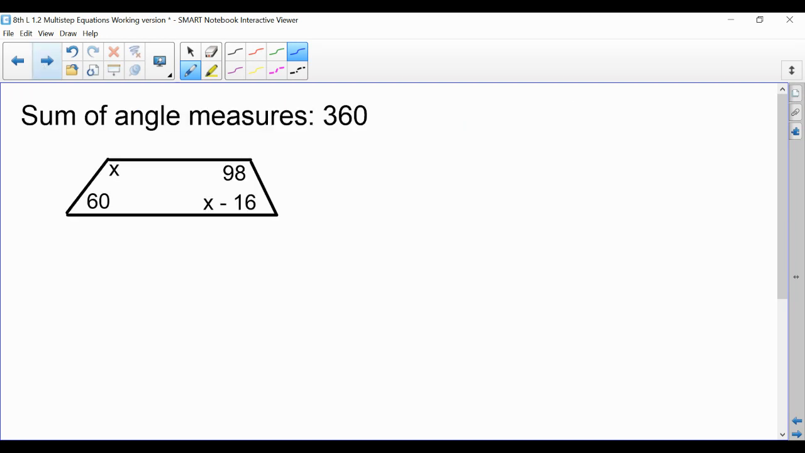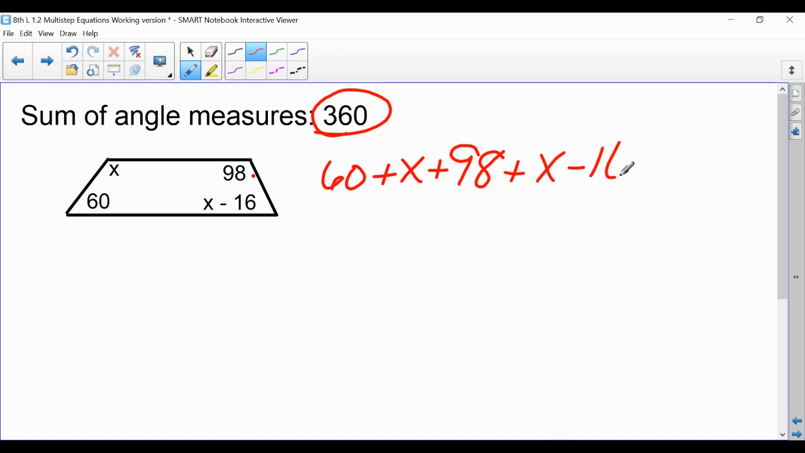Do one more quadrilateral with you. This one looks a little more complicated. Again, it's still going to equal 360 degrees. So here I have 60, and then I have plus x, and then I have 98, and then I have plus all of this, x minus 16, and that's all going to equal 360.